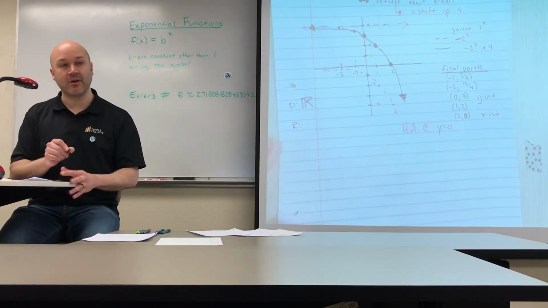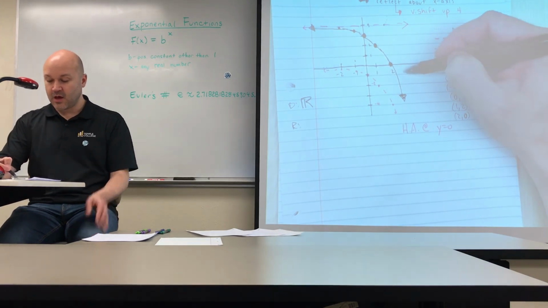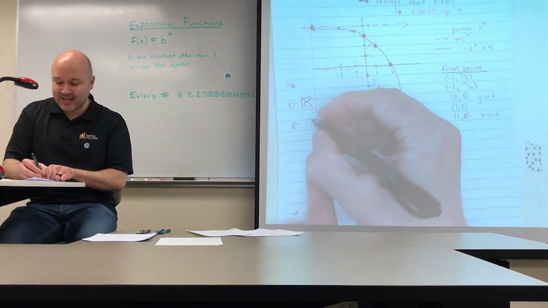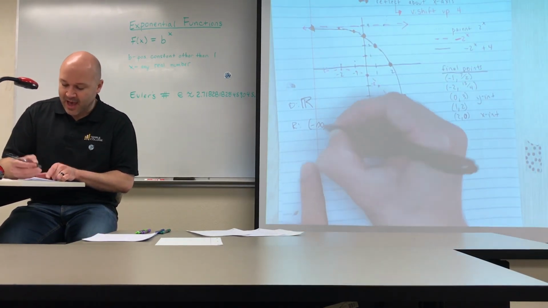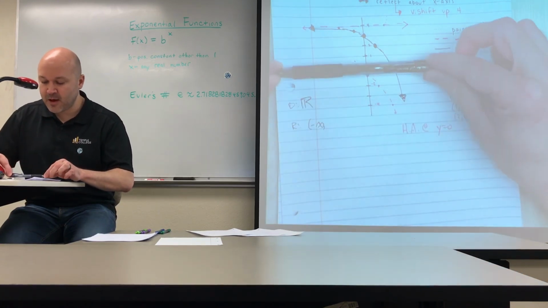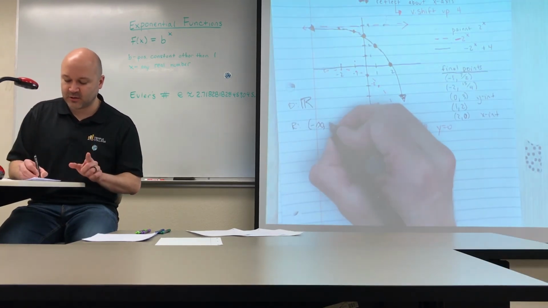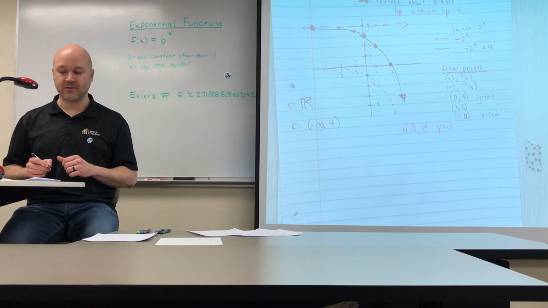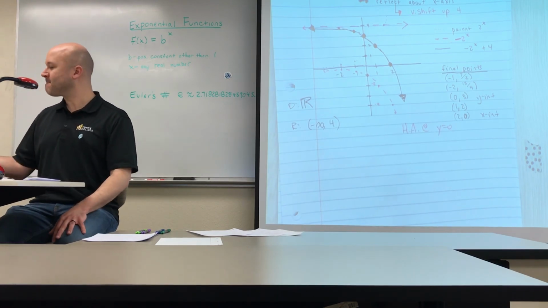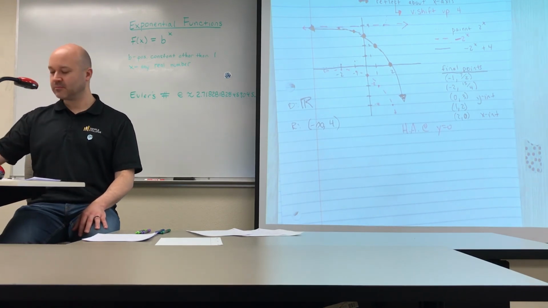Range, my final range. Well, it looks like I'm going to start down at negative infinity, and then I go up, up, up, up, up to 4. I just don't include it, so I use a parentheses. All right.